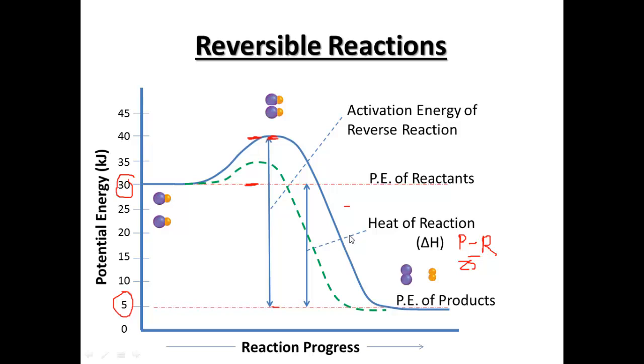And if we add a catalyst, it would lower the activation energy. So instead of going all the way from here to here, we would go from here to here. And if we were going in the reverse direction, it would be from here to here.